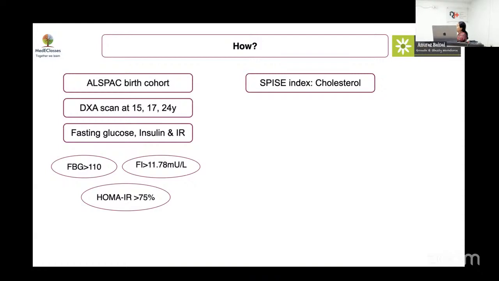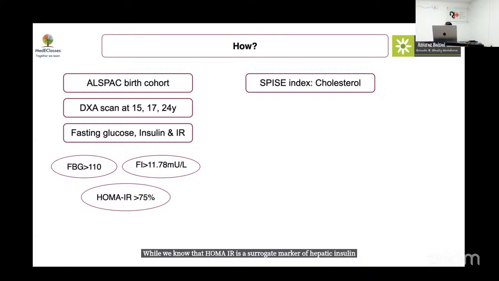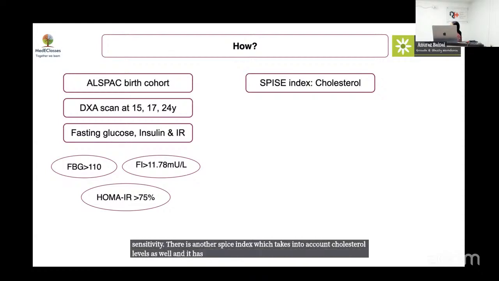While we know that HOMA-IR is a surrogate marker of hepatic insulin sensitivity, there is another SPICE index which takes into account cholesterol levels as well, and it has been used as a surrogate marker of whole body insulin sensitivity in this study.